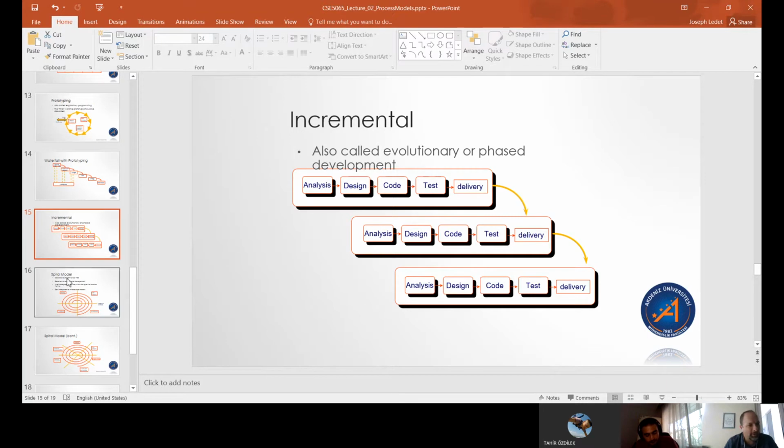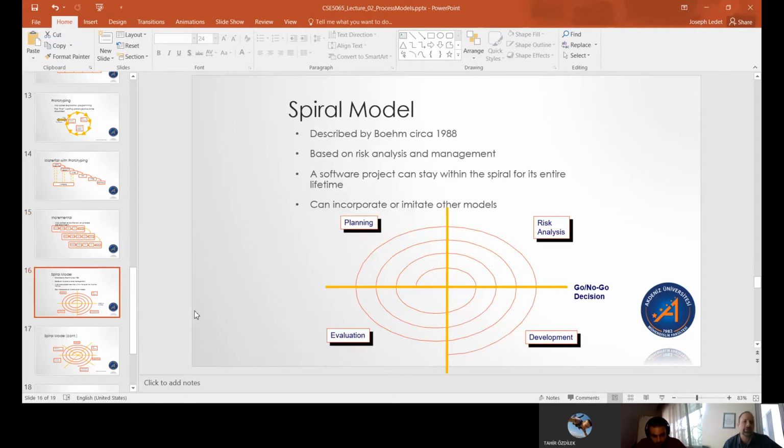All right. So another idea. If we take this incremental idea and instead say, what if we did a complete development of one portion and then scrolled back around and did it again for another portion or an expansion, and then scrolled back around and did it again for another portion or expansion. This would be kind of like the spiral model, it looks like, right?